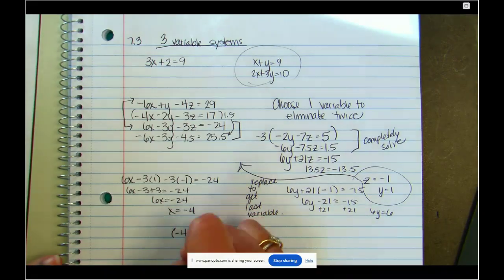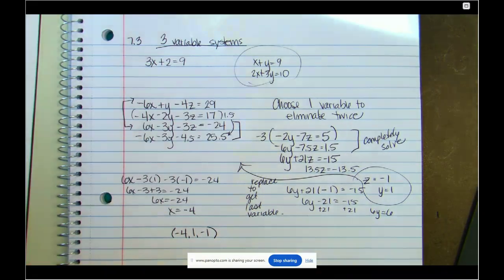But these are written as a coordinate point because you can graph things in 3-dimensional space. I'm not going to make you because that would be terrible. It hurts your brain a little bit to do it, but you could graph it in 3 dimensions. So we do list that as a coordinate point because it's where those 3 lines intersect. They're just intersecting in 3D space instead of on a 2D board.